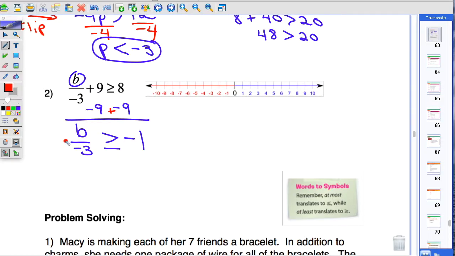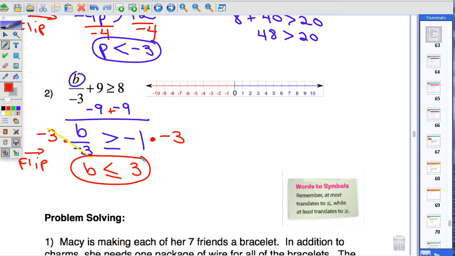Now we need to multiply both sides by a negative 3. Since we're multiplying by a negative, we have to flip the inequality symbol around. Our 3's cancel out, so we're left with b less than or equal to 3. On 3, you're going to do a closed circle. The inequality is going to the left, so our graph goes to the left.